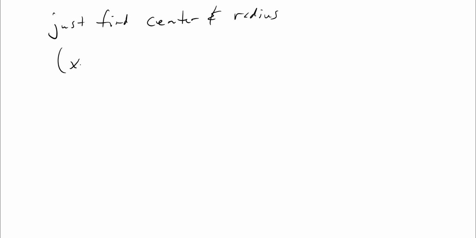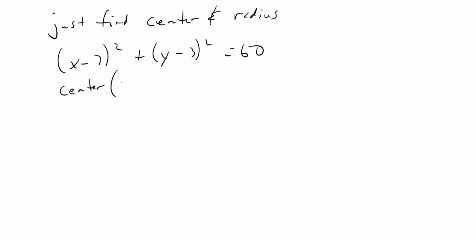So you have (x minus 7) squared plus (y minus 3) squared equals 60. Center is easy. It's opposite those numbers, so it's (7, 3). Okay, and then the radius is the square root of 60.